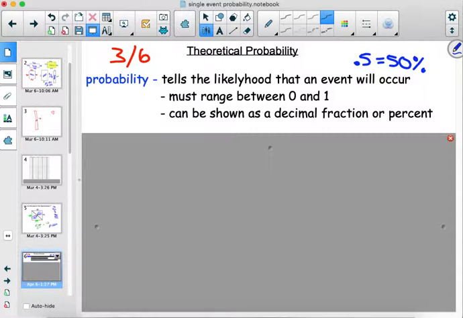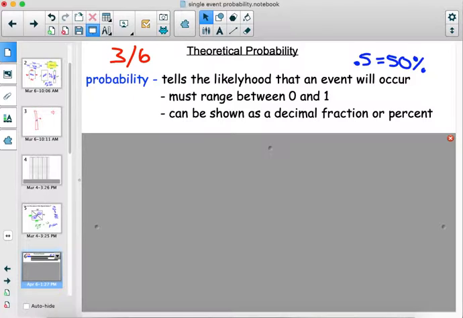Getting picked out of 2 people. Getting picked out of 2 people, 50-50, good. Marty. A coin flip, heads or tails, 50-50, yeah. A true or false question, guessing true or false.